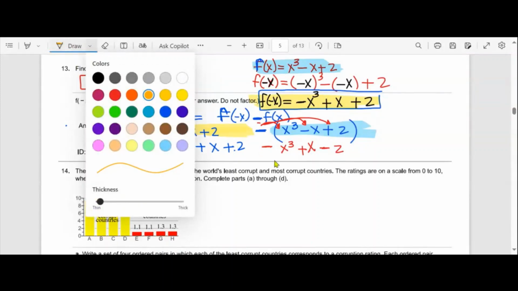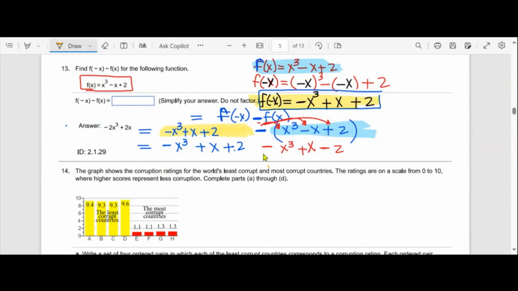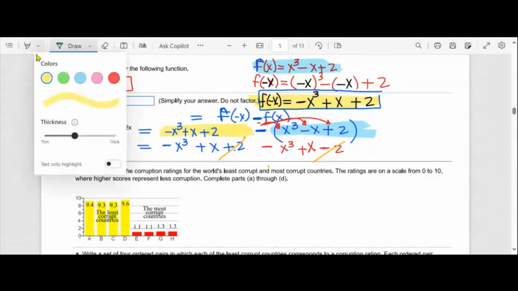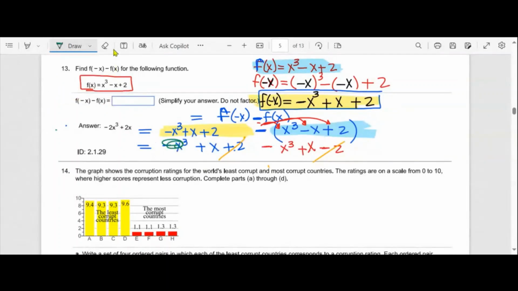Now, combine them. Minus x cubed with minus x cubed, combine them together. What are you going to get? Negative 2x cubed. And what else do you have to combine? Plus x and plus x, the x and x give 2x. So you're going to get negative 2x cubed plus 2x. Is this clear? All right, let's move on to the next one.